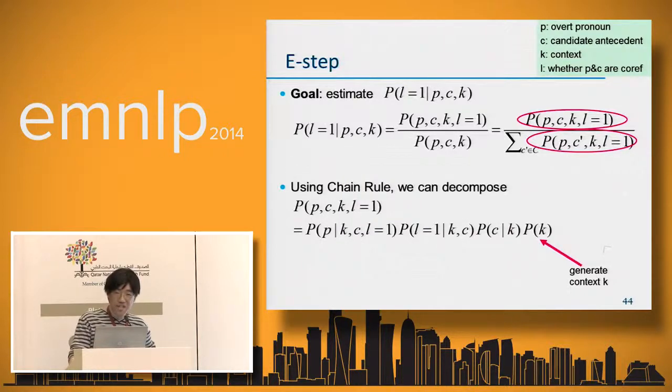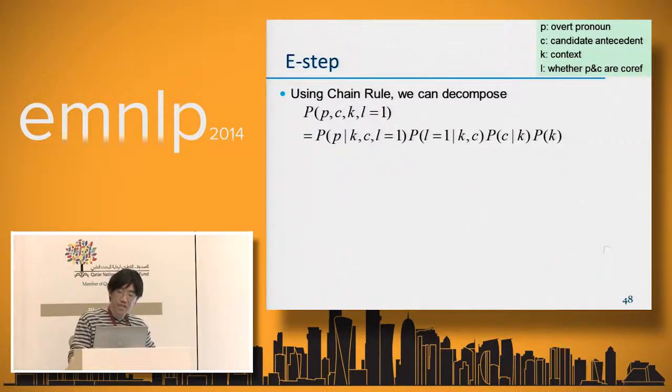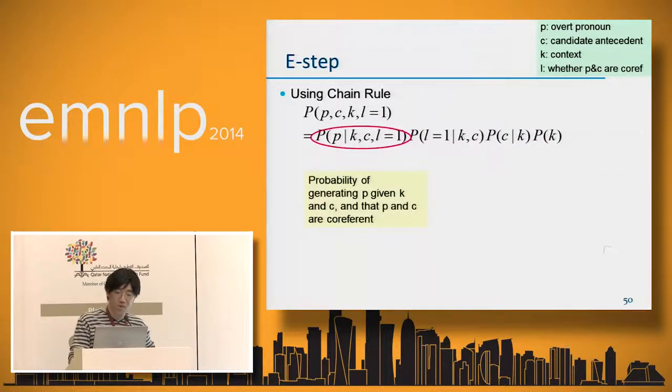It first generates the context K, and then it generates the candidate antecedent C given context K. After that, it generates the coreference label L given candidate antecedent C and context K. And finally, it generates the pronoun P given the coreference label L, candidate antecedent C, and context K. Okay? So now again, we can rewrite this joint probability as these 4 smaller probabilities. Let's take a look at each of these 4 probabilities in more detail.